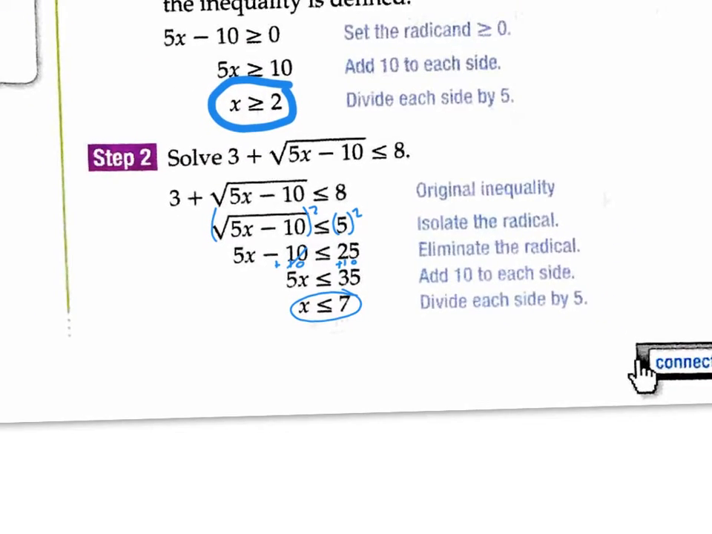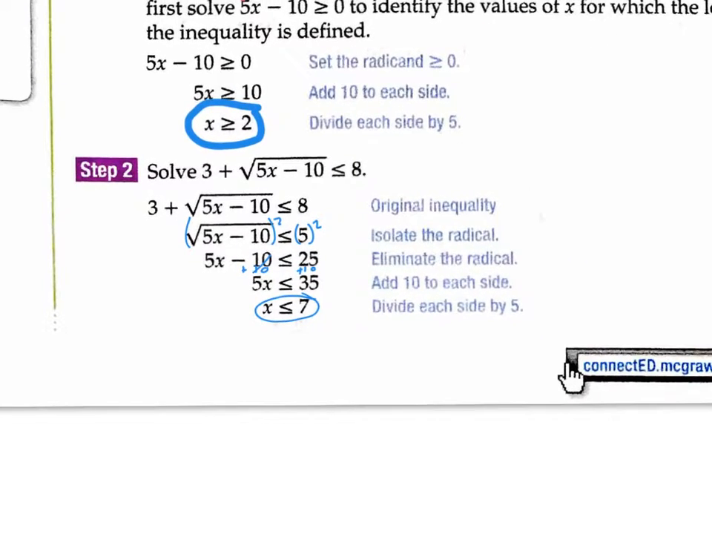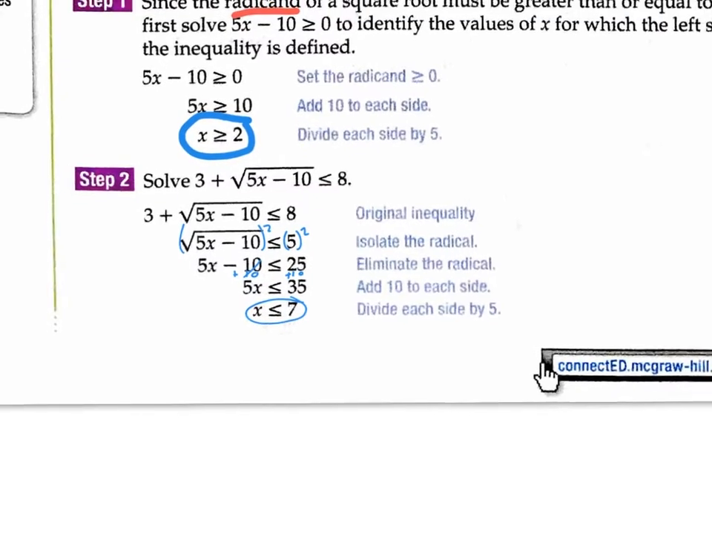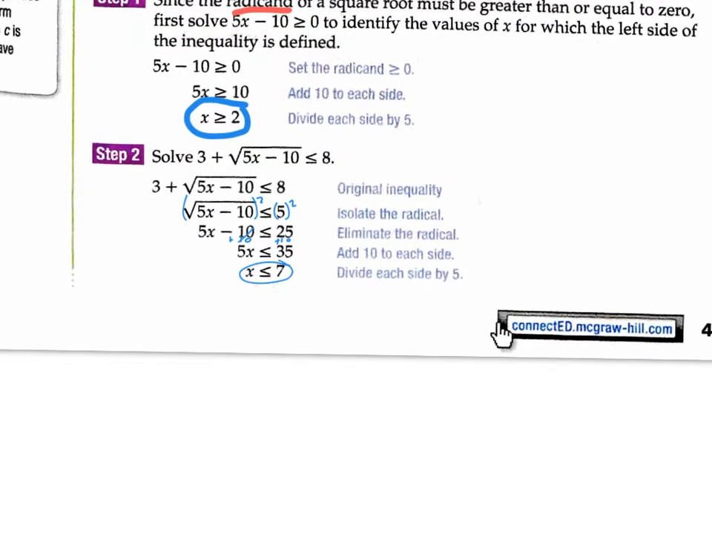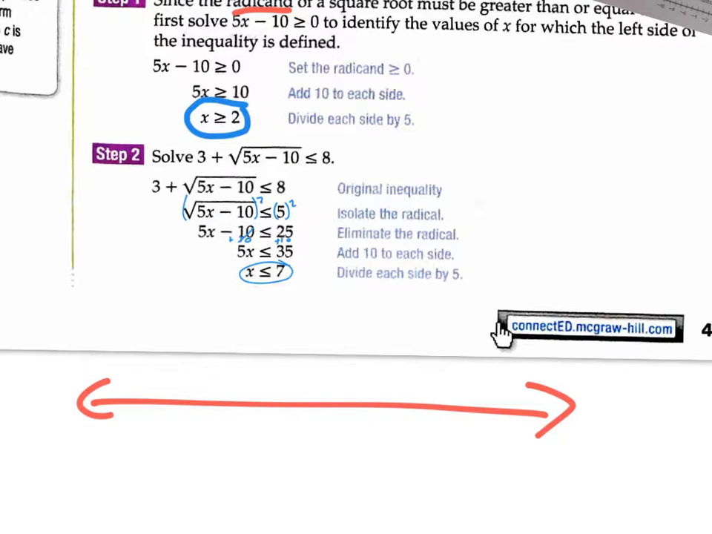Okay, so what we need to do is set up a number line. So we set up a number line, and we need to put these values of 2 and 7 on the number line. So let's say 2 is about right here, 7 is about over here, 0 is clearly on this side. But what we need to do is, well, I mean, you could follow what it says here.